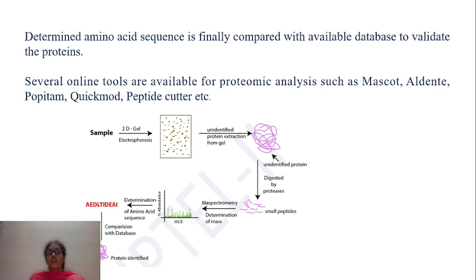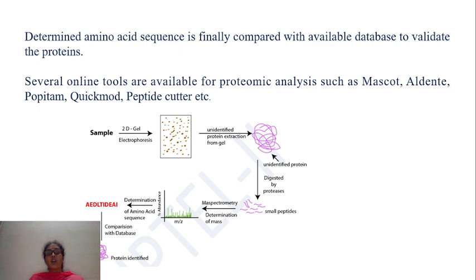For that we have to select online tools. By using online tools, we can analyze the proteomics. Those online tools are Mascot, Aldente, Popitam, QuickMod, and PeptideCutter. By using these online tools, we can identify the amino acid sequence of the identified peptide. So this is the overall process of the identification of the protein.